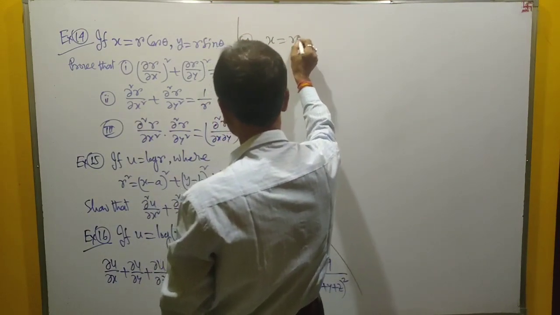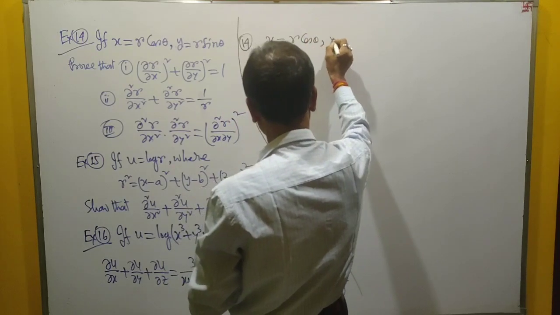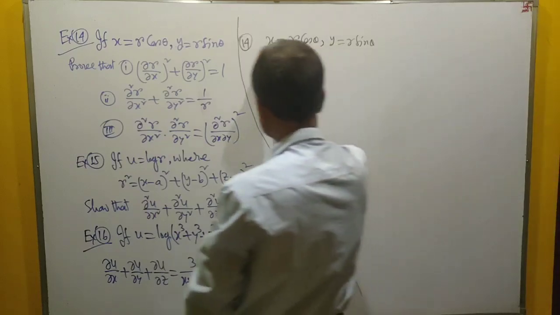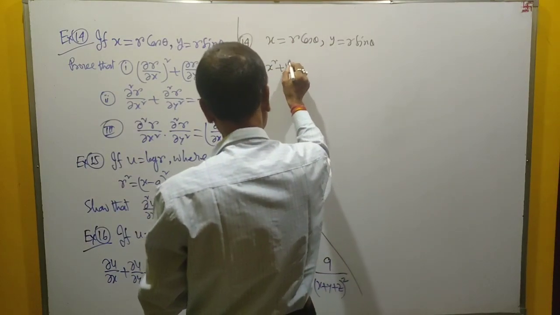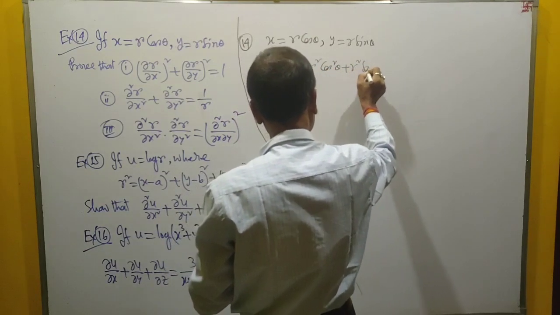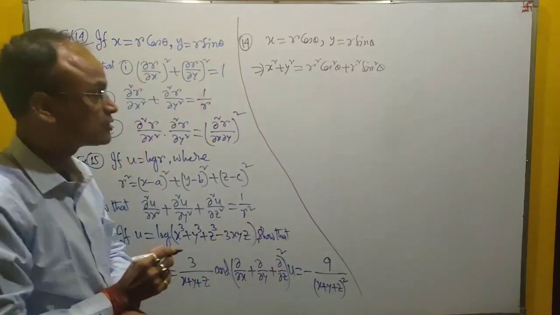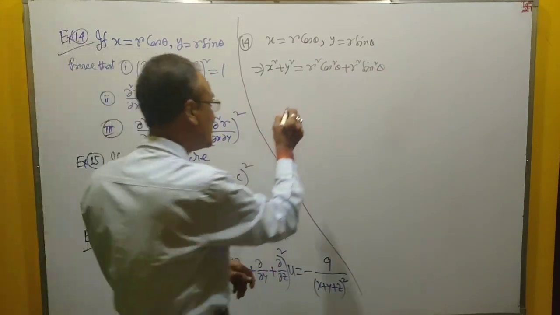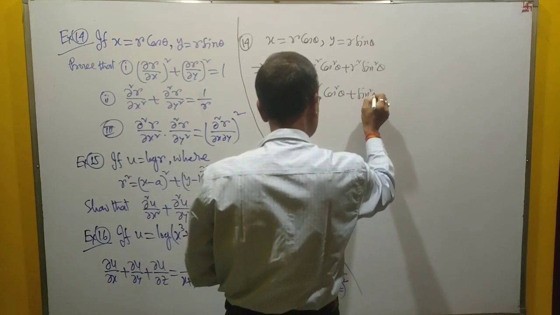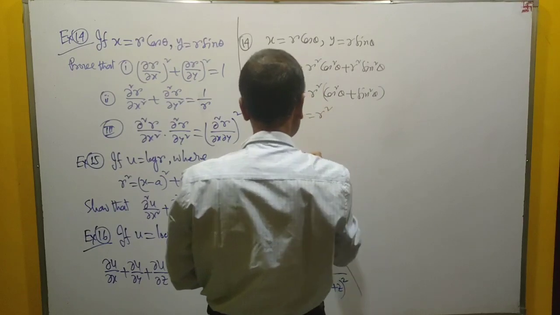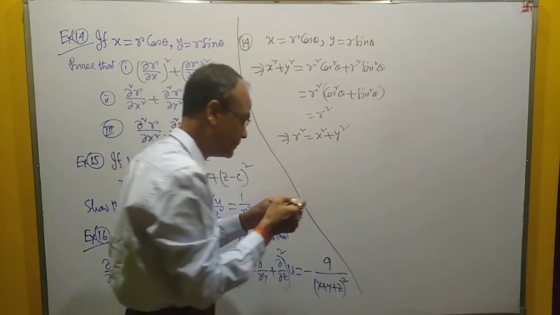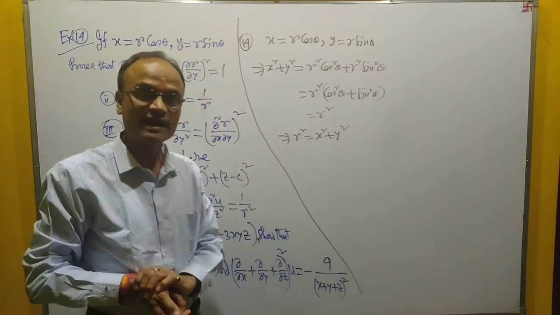Number 14. X equal to r cos theta, y equal to r sin theta. This means, squaring and adding, we get x square plus y square equal to r square cos square theta plus r square sin square theta. This is equal to r square times cos square theta plus sin square theta, which is equal to r square. This means r square equal to x square plus y square. Means r is a function of x and y.